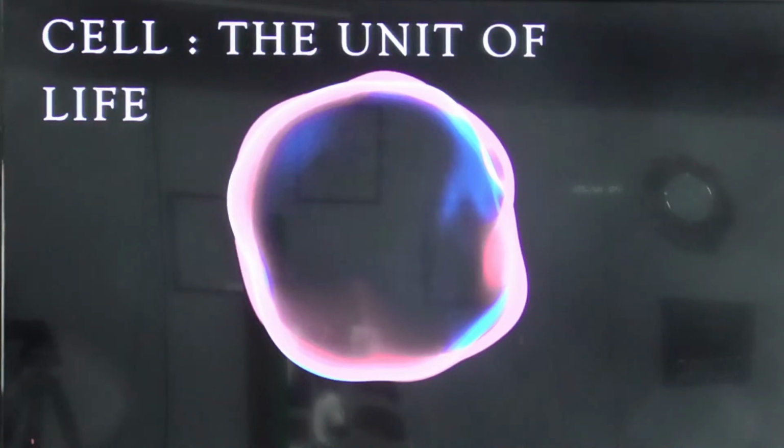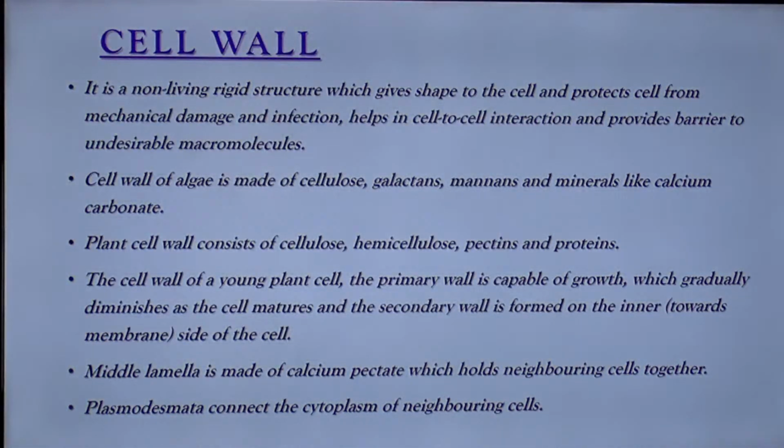You are all welcome to the Future Doctor Academy, and now in this session we will move on to the topic, the cell wall. So what is cell wall? Cell wall is a non-living rigid structure which gives shape to the cell and protects the cell from mechanical damage and infection, helps in cell to cell interaction and provides a barrier to undesirable macromolecules.